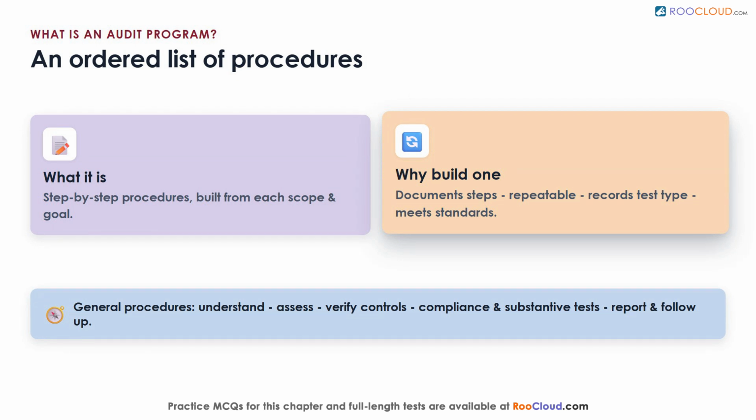What skills help you build a good program? Knowing the enterprise and its industry well enough to spot risk. A solid grasp of the technology and how it connects to business risk. Basic risk assessment know-how. And command of testing methods, things like audit software, flowcharting, and reperformance.